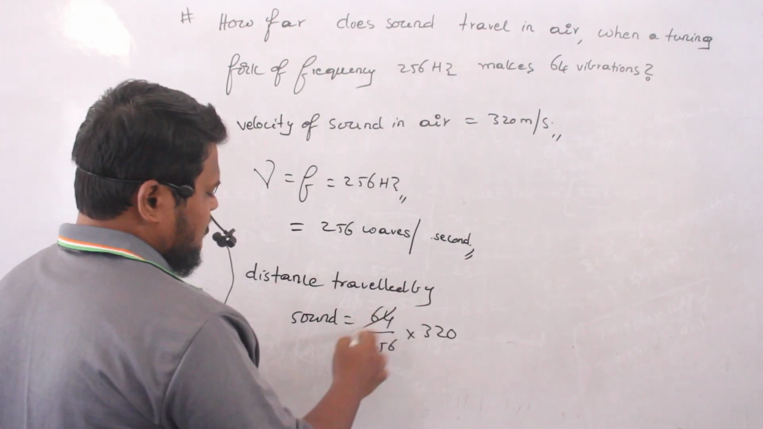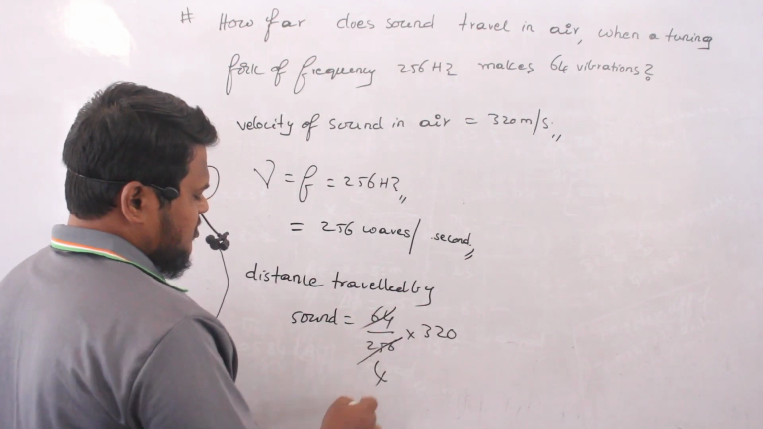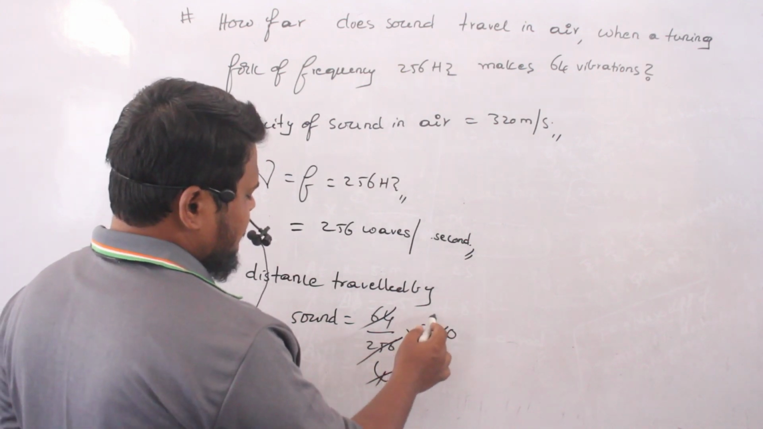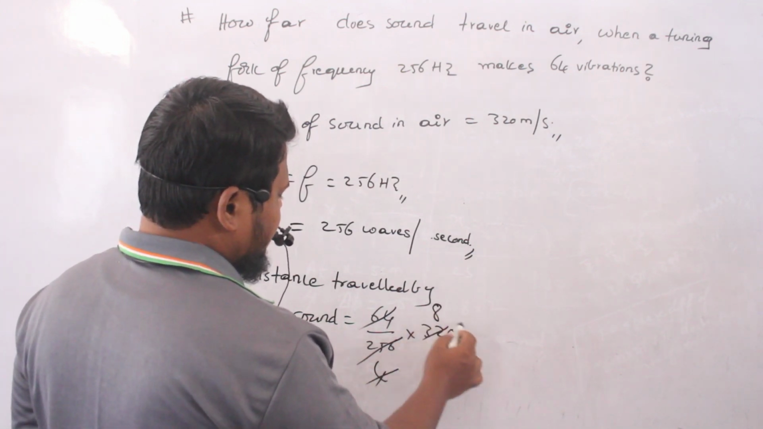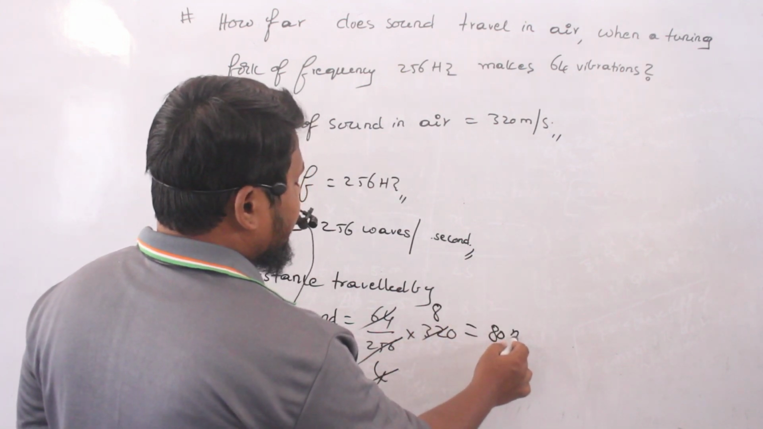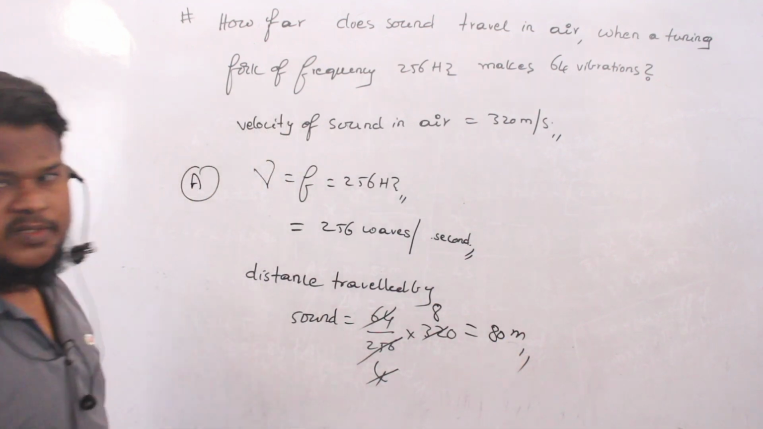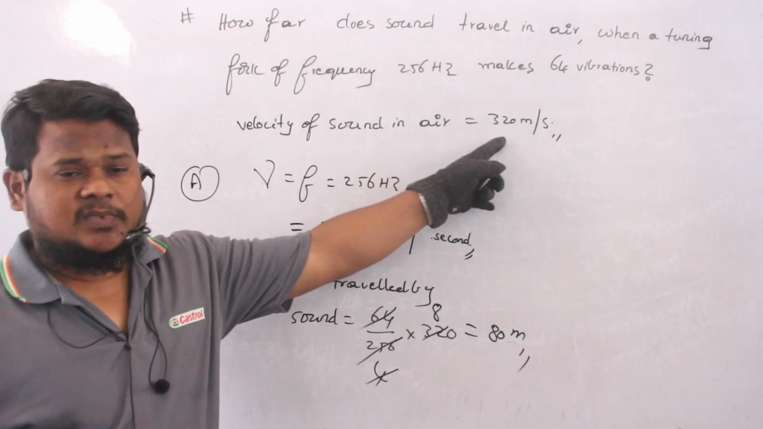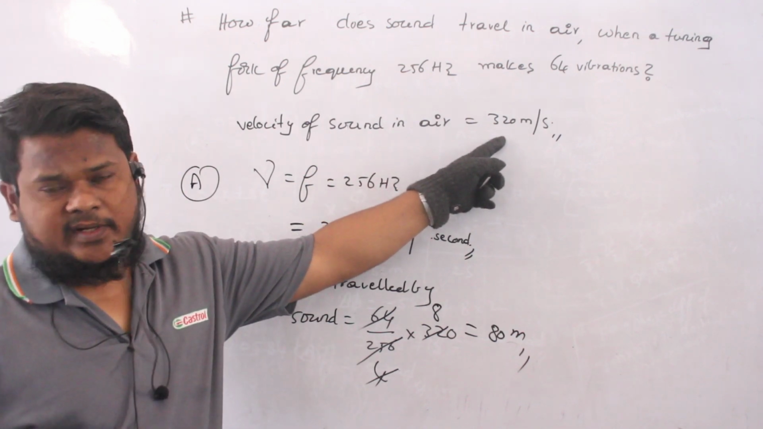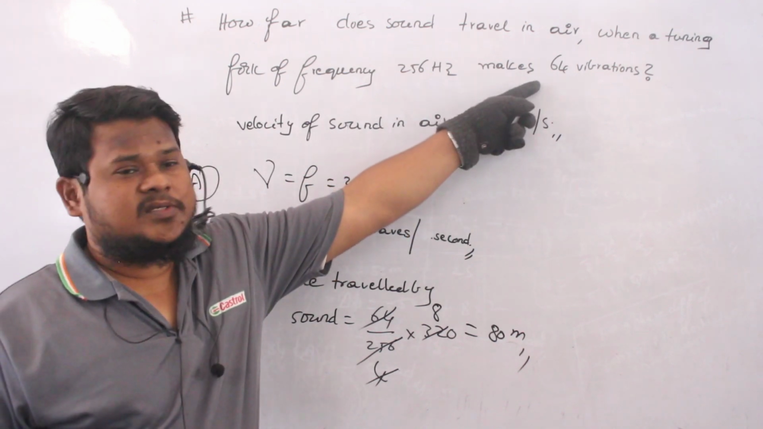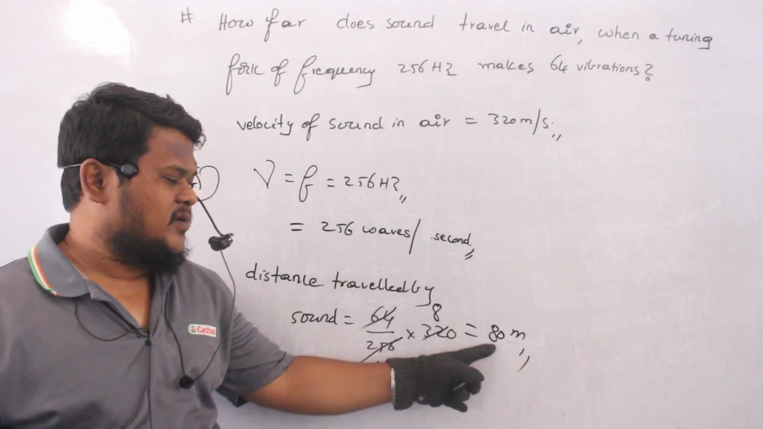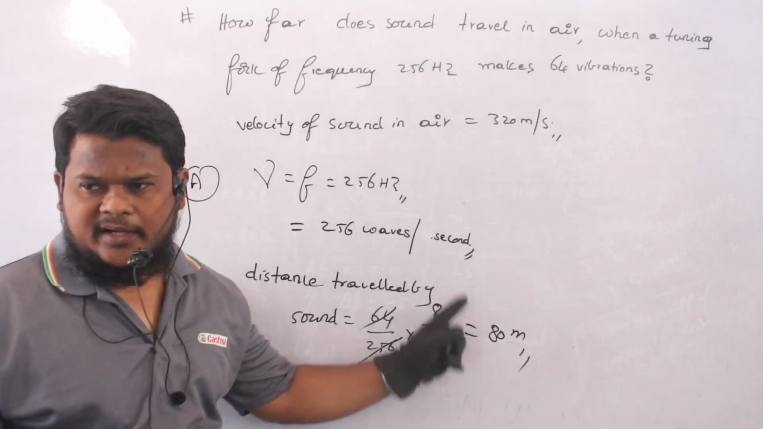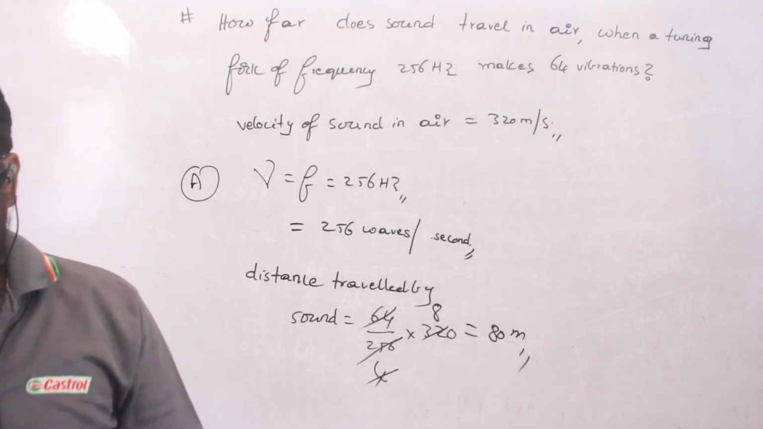Clear? So therefore 64 ones are 64, 64 fours are 256, 4 ones are 4, 4 eights are 32. Clear? So therefore I can say 80 meters is my answer. By the time it completes 256 vibrations, sound should travel 320 meters. But only 64 vibrations are there, no? So in 64 vibrations, sound can travel only 80 meters. That's our answer.